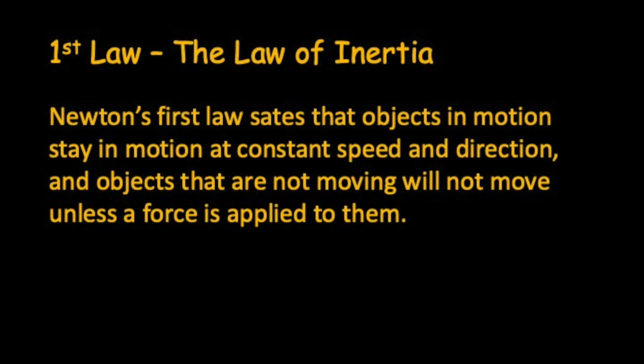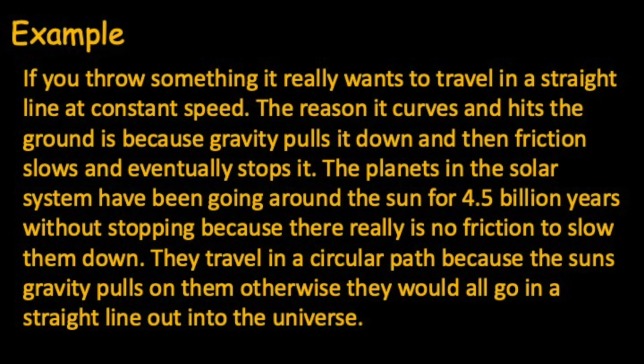So for this example, something that's moving really wants to travel in a straight line at constant speed. If you throw something like a baseball, the reason it curves down and hits the ground is because gravity is pulling on it, and then friction will slow and eventually stop the object. If there was no gravity and no friction, it would just move in a straight line at constant speed. That's kind of what the planets do.